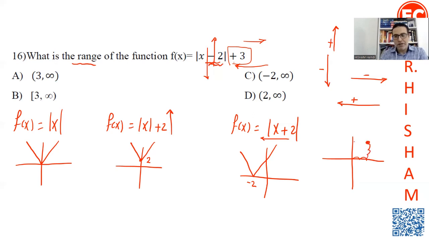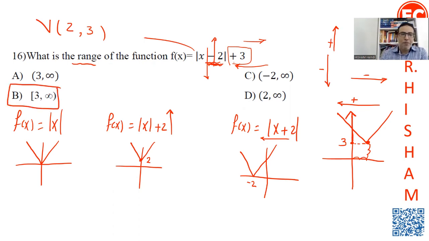So here is the vertex of the curve. Or I can say that the vertex is found by changing the sign of the number in the bracket and taking the number outside. So here is the graph. The least value of y is 3. The least value of y is 3. And the range is from 3 to infinity.